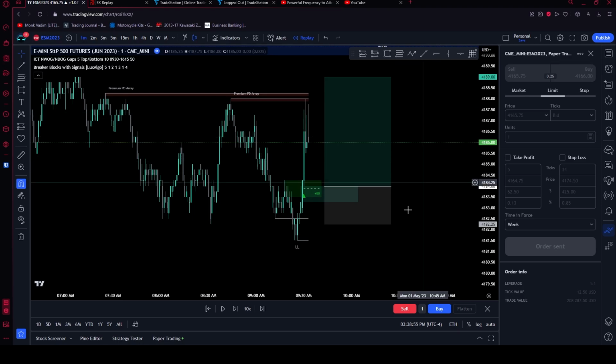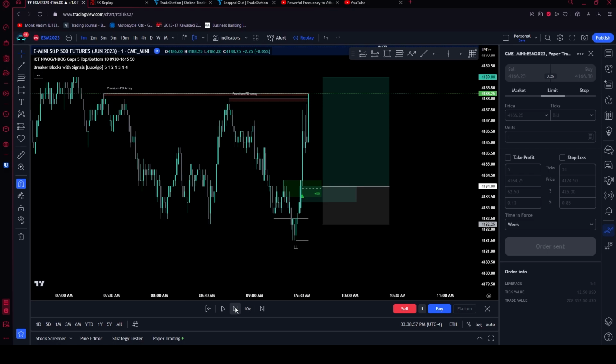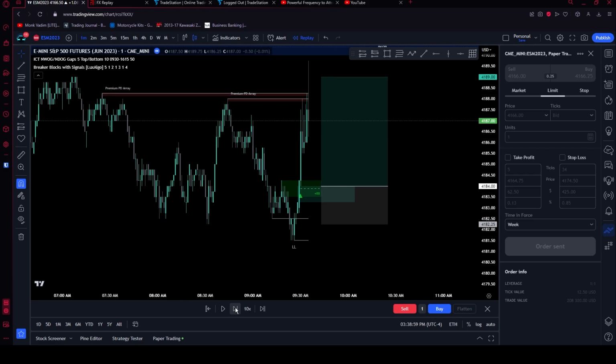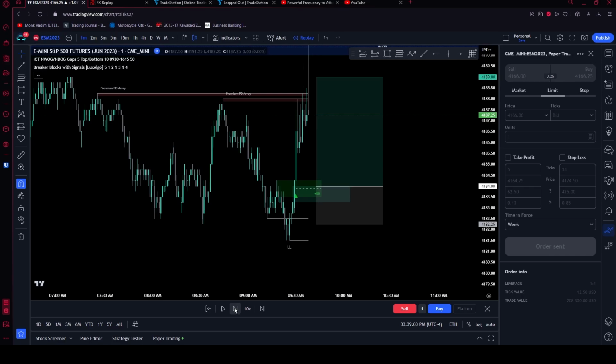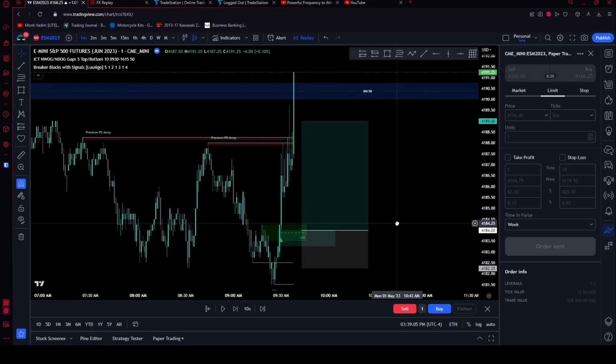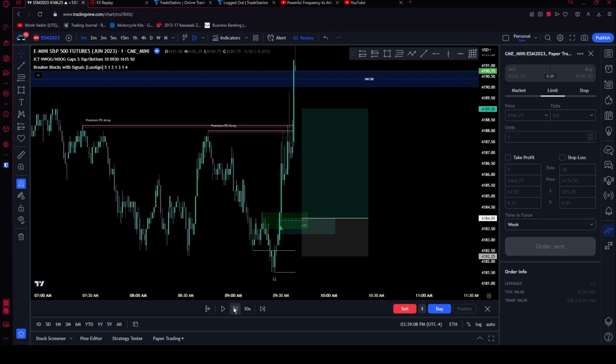I can't do a limit order, so we're just going to play this through and see if it comes down or not. It broke through all of that and hit the new week opening gap. Chances are this one is not going to pan out, and that's fine.